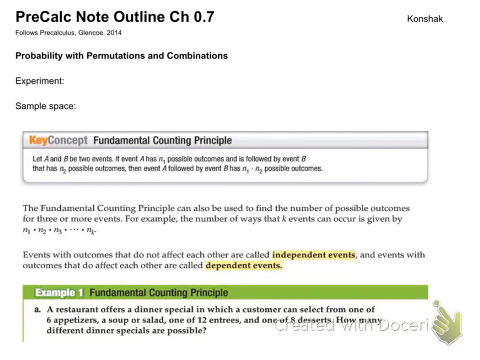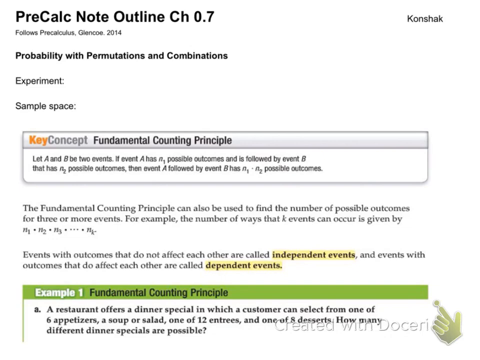Right. Precalc outline point 7. We're going to talk about probability with permutations and combinations. What I realized, though, is that the book doesn't actually go into what is probability of something. They talk about experiments, they talk about sample space, and then they kind of get right into the idea of figuring out the probability when you start putting combinations and permutations together. But what is probability in general?